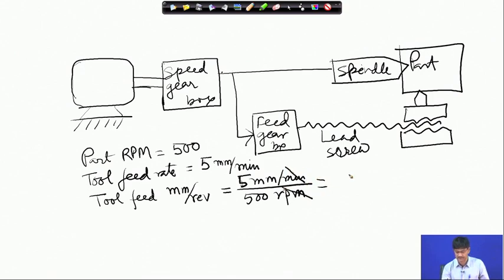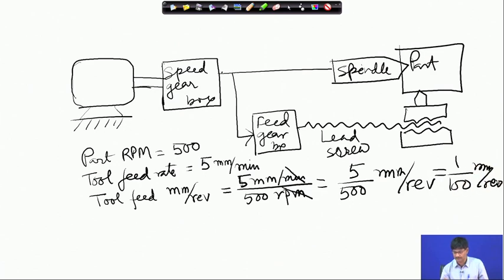Per minute cancels, so this is equal to 5 by 500 millimeters per revolution. That's of course 1 by 100, 0.01 millimeters per revolution. Okay, but where are we heading to?